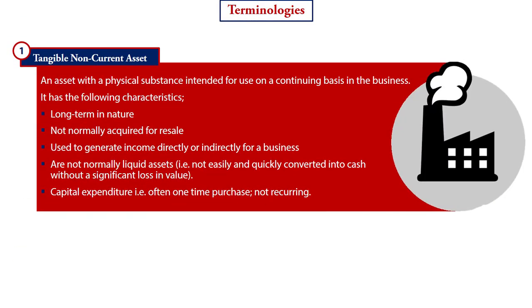Let's talk about some terminologies that we have in depreciation to brighten our understanding. The first we'll talk about is tangible non-current assets. As we have already discussed on assets in our lecture on financial reporting, we learned that assets are categorized into non-current and current assets.